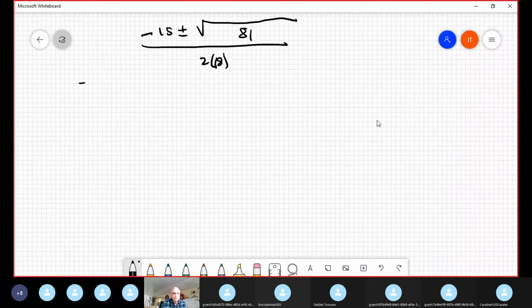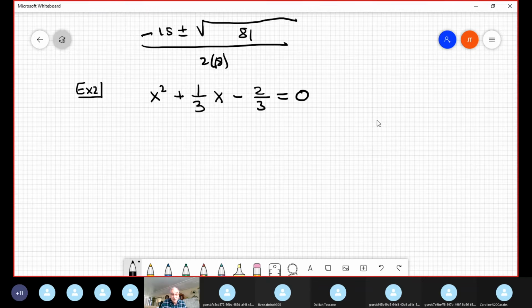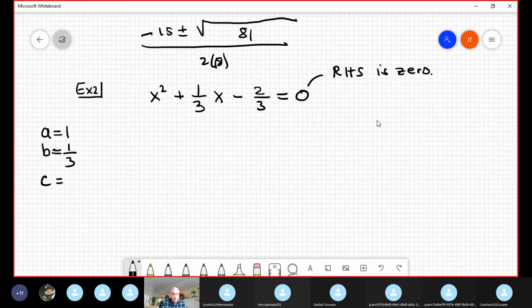Example 2. Example 2 is similar, but brings a new complication. The complication is that we have fractions. Suppose this quadratic equation is already expressed in standard form, nice, because the right-hand side is 0. Good. But you can say that A is 1, B is 1/3, and C is negative 2/3.